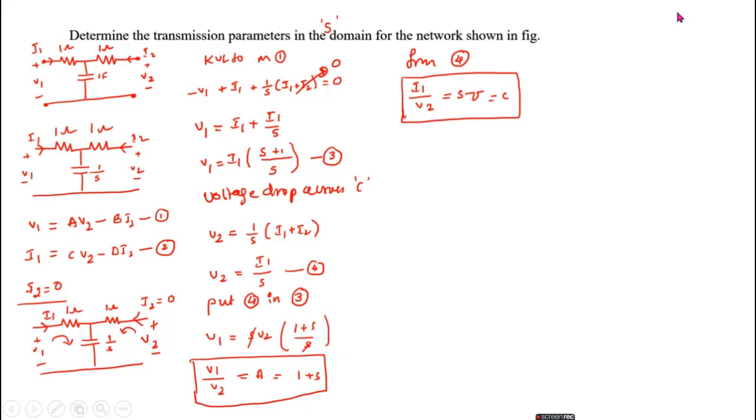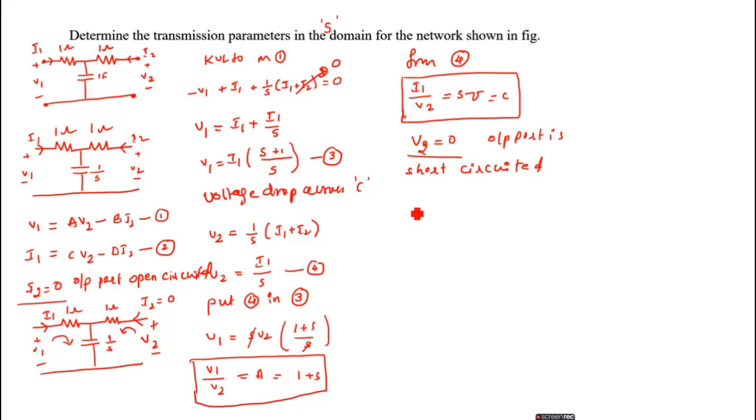Then we go ahead then. Now we have calculated two parameters A and C by making I2 as 0. Now we can calculate B and D by making V2 as 0. The second condition is V2 as 0. The meaning of this is output port is short circuited. I2 equals 0 means output port is open circuited. So let us make V2 as 0.